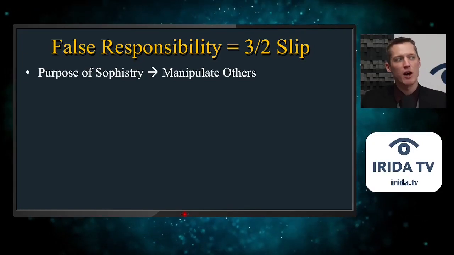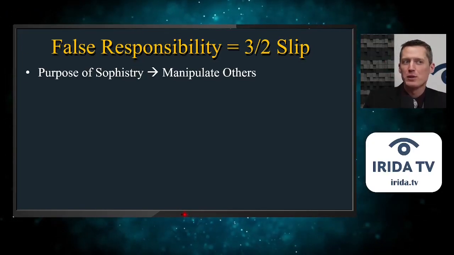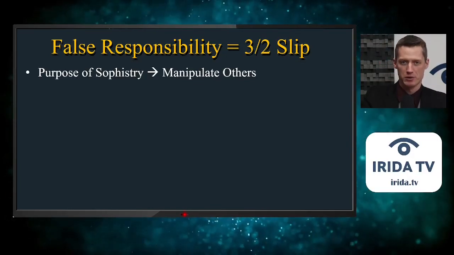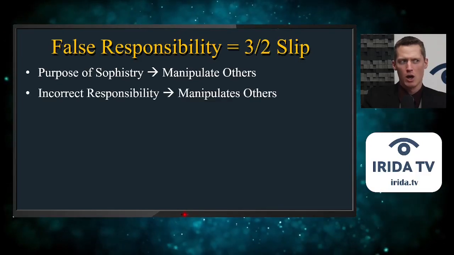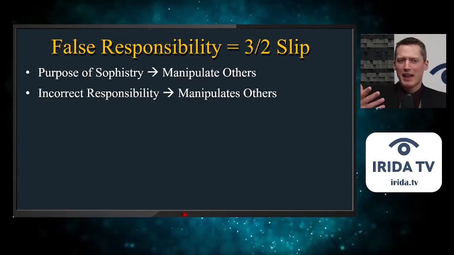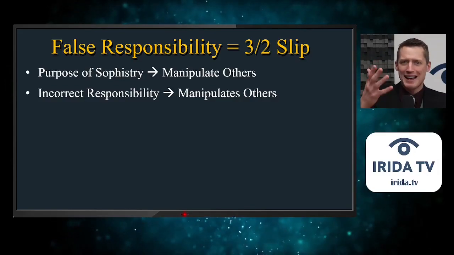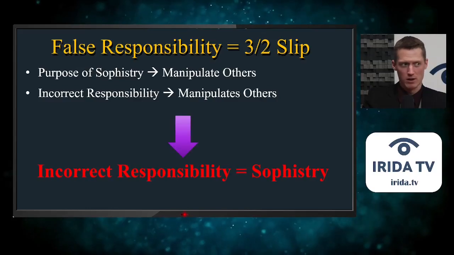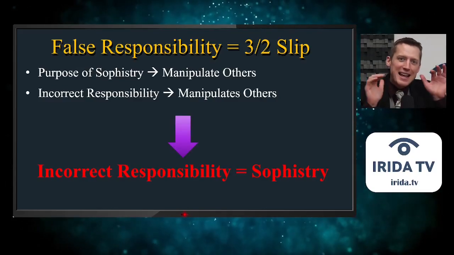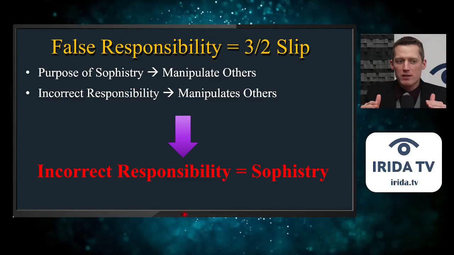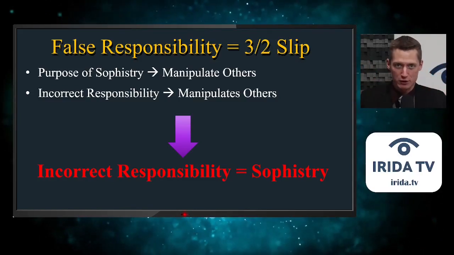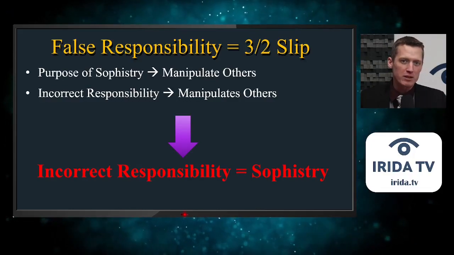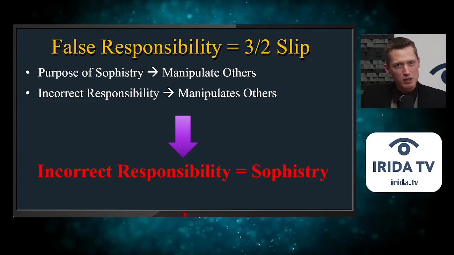we talked about sophistry in parts 1 and parts 2. We talked about the 3-2 slip in parts 1 and parts 2. So now the purpose of sophistry is to manipulate others. Well, I just made the point that incorrectly identifying responsibility also manipulates others. What this means is that incorrectly identifying responsibility is sophistry.